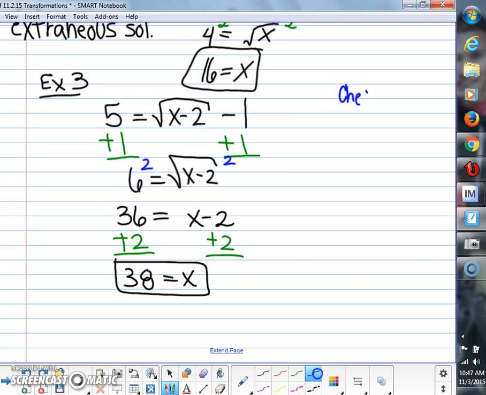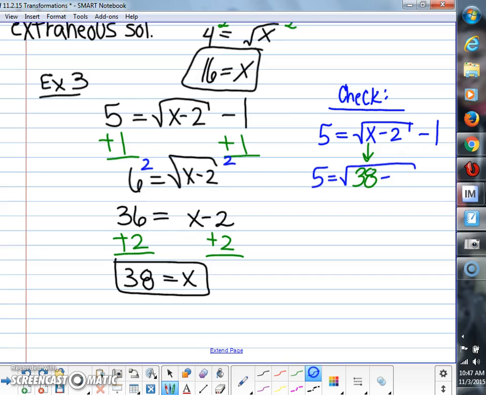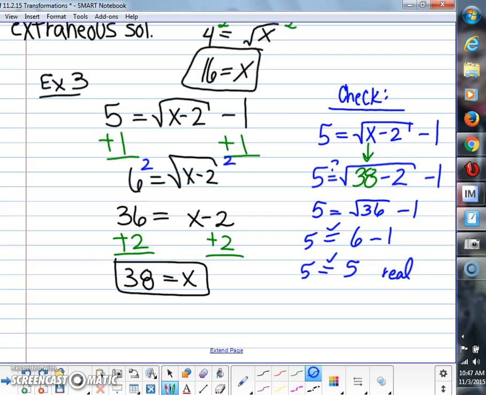We have to check to see if it's a real solution or an extraneous solution. 5 equals the square root of x minus 2 minus 1. Wherever you see an x, what are you going to plug in? 38. Okay. Everything else stays the same. Is it true that the right side is equal to 5? What's 38 minus 2? 36. What's the square root of 36? 6. What's 6 minus 1? 5. So 5 is actually equal to 5. This is a real solution.